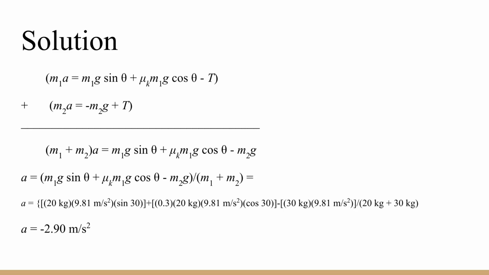So if we solve for A, we get M1G sine theta plus mu K M1G cosine theta minus M2G divided by M1 plus M2. And we substitute all those numbers in, we get a final acceleration of negative 2.90 meters per second squared. This negative means the acceleration is opposite the direction we chose. So the blocks will move up the incline and down. M2 will be powering our acceleration and will be accelerating downward at 2.90 meters per second squared.